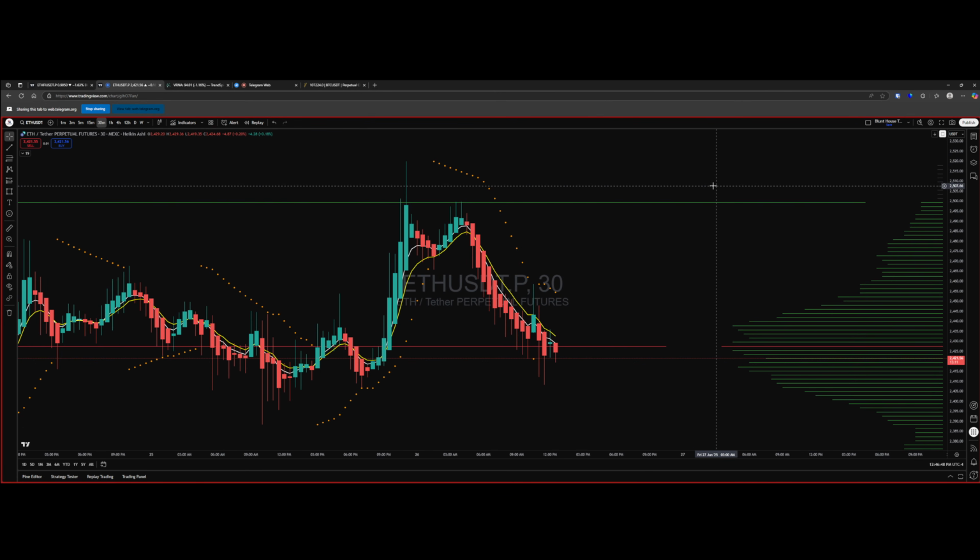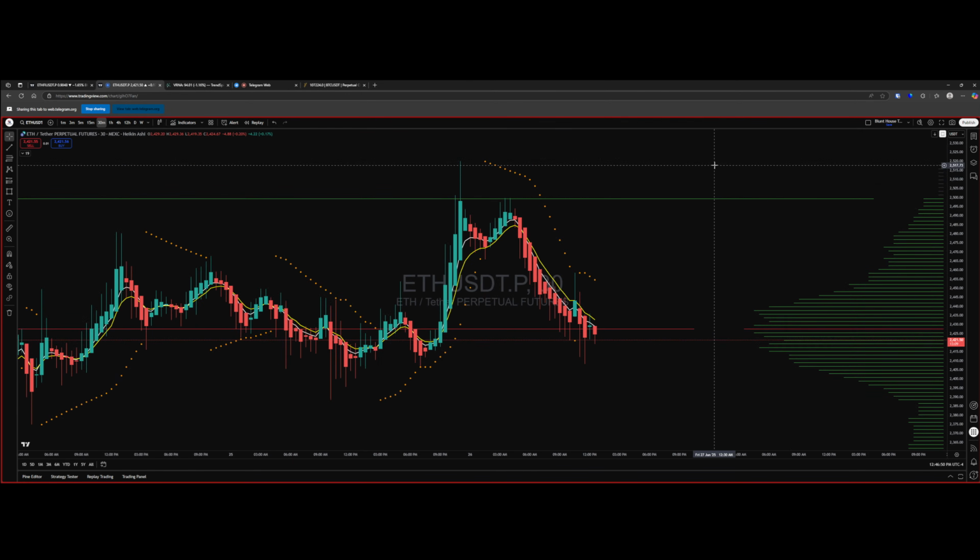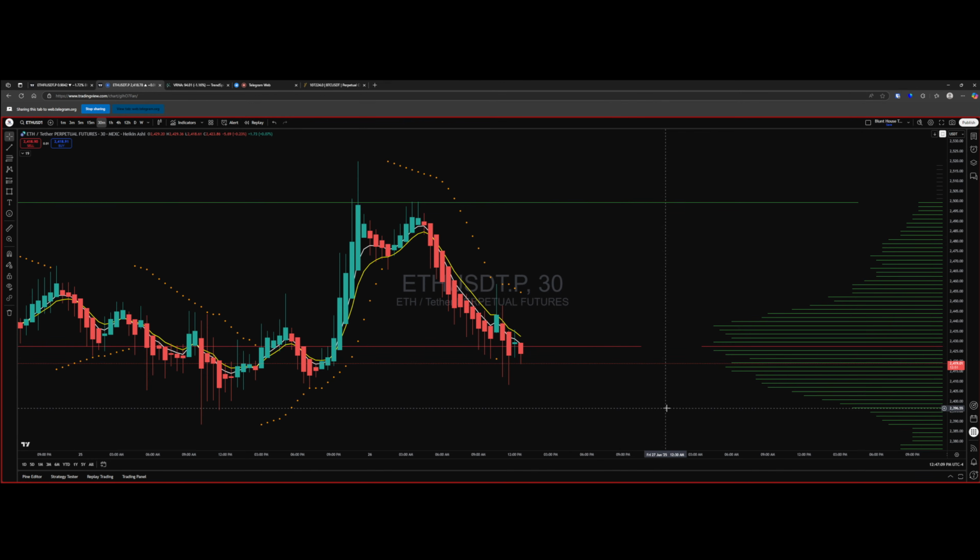So the parabolic SAR, the SAR means stop and reverse. So these would be potential stop loss levels for traders. That's kind of what they are. That is what they are. What we're using them for is more of a confirmation that we're on the right side of the trade.